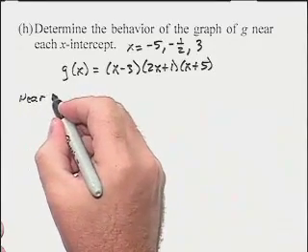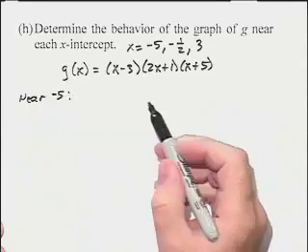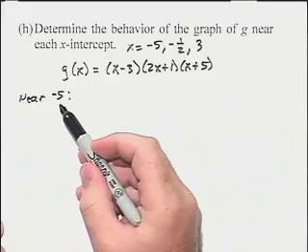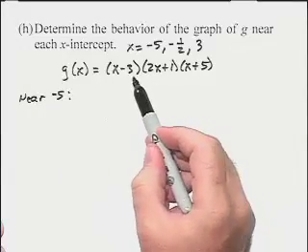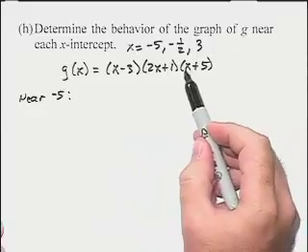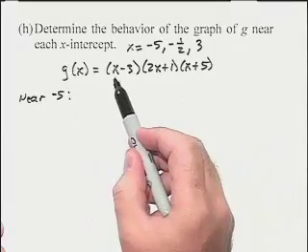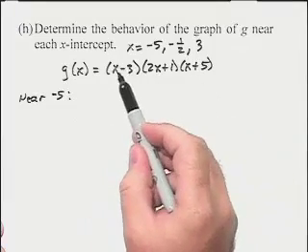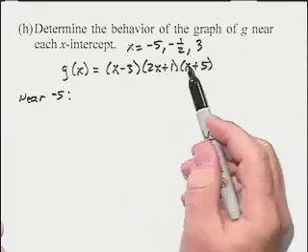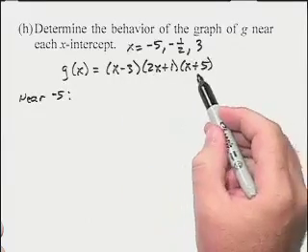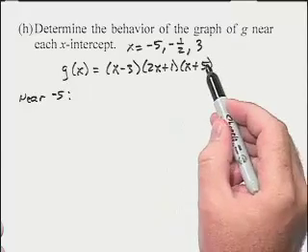We'll start with negative 5. To find the behavior near negative 5, we're going to evaluate the function at negative 5 in each of the two factors except x plus 5. So in the first factor, we'll let x equal 5, and in the second factor let x equal negative 5. But we're not going to evaluate this third factor at negative 5 because that would give us 0.